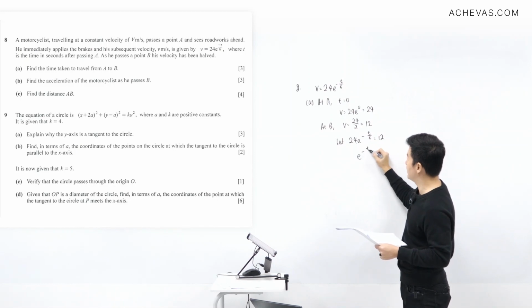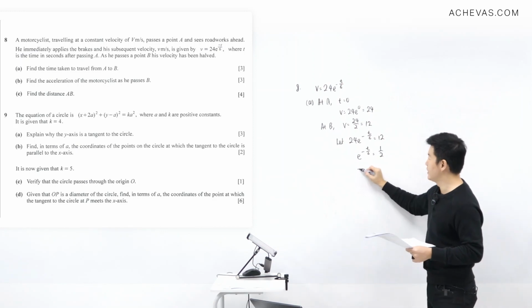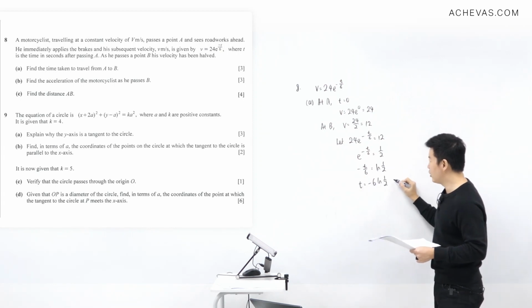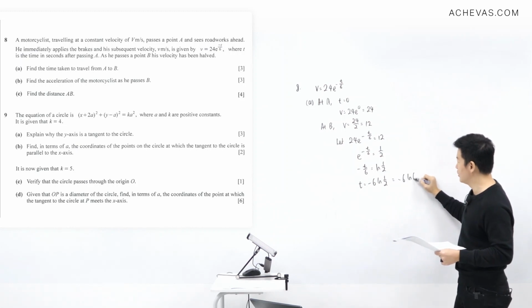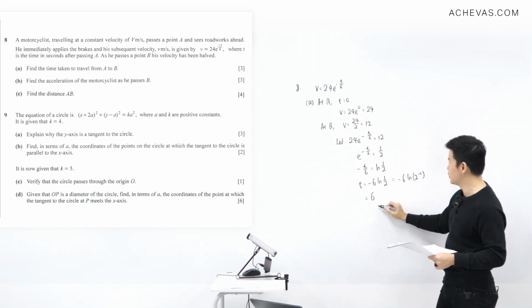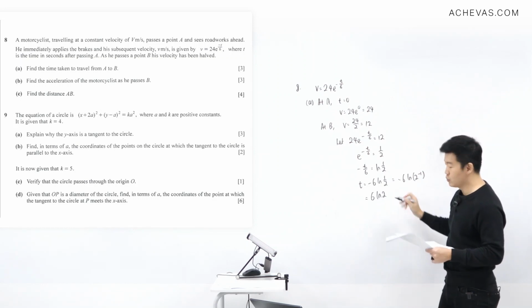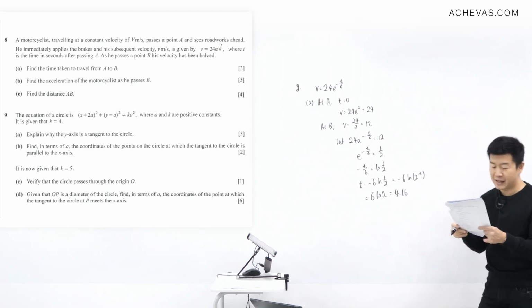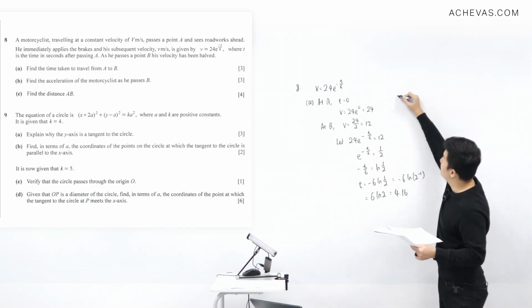So e to the power of minus t over 6 is going to be equal to 1 over 2. I'm going to ln both sides. On the left-hand side, I'll be left with this. And on the right-hand side, we'll have this. So t is going to be equal to minus 6 times ln half. In fact, ln half, we can also write it as ln 2 to the power of minus 1. Minus 1, I bring it forward. We will have t equal to 6 ln 2. And if I were to press this into the calculator to 3 significant figures, this is 4.16. This is part A.